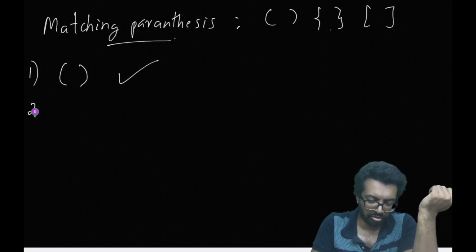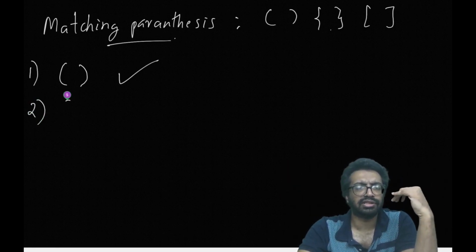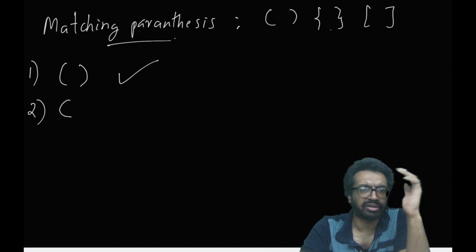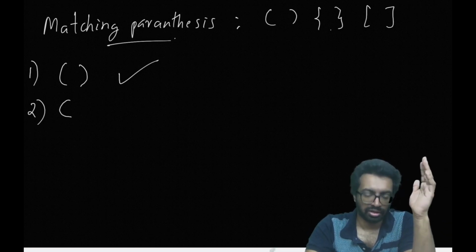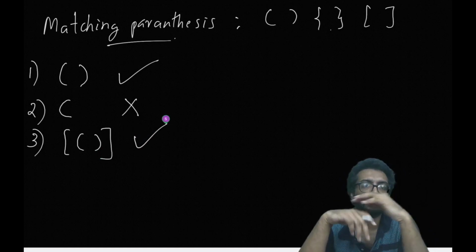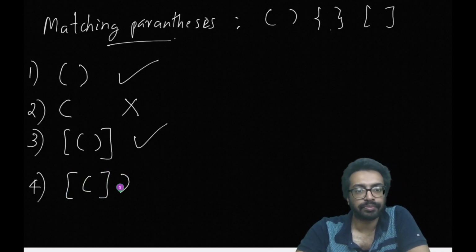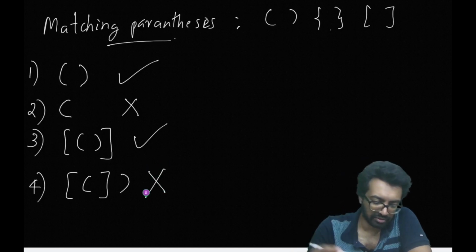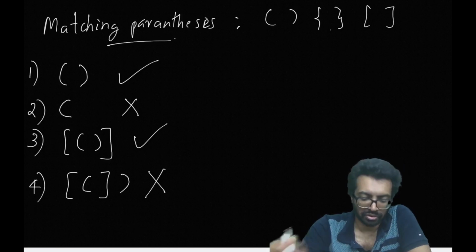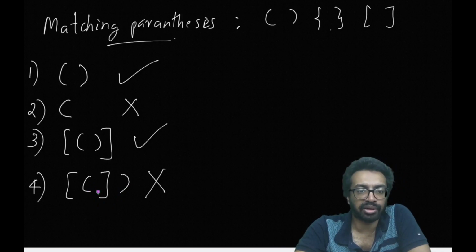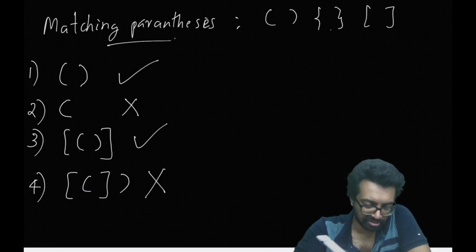So what about this? Just one. Our string consists of just one open parenthesis. This is not matching because there is no closing parenthesis, right? So this is not a matching parenthesis. This is again correct. What about this? Is this a matching parenthesis? No, this is not. You can see why, right? Because this should have been here. Only then it would have been a matching parenthesis. So right now this is not a matching parenthesis.